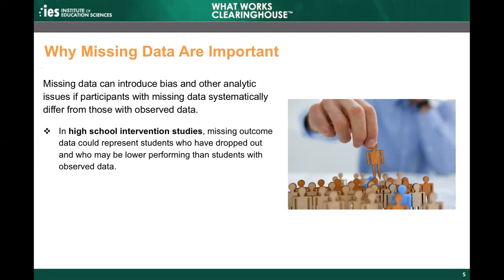So suppose we collect baseline data for a sample of 11th grade students at the beginning of the year. At the end of the year, we go back to collect outcome data. And at that time, we discover many of the students we collected baseline data for are no longer at the school. So perhaps it may be the case that these students have dropped out. So if the students who dropped out are systematically different from those students who did not drop out, we could be introducing bias.